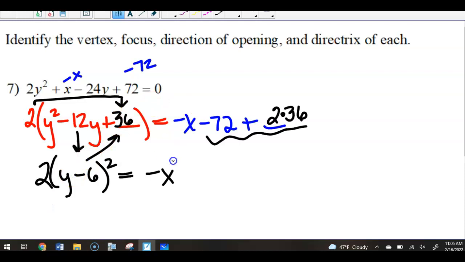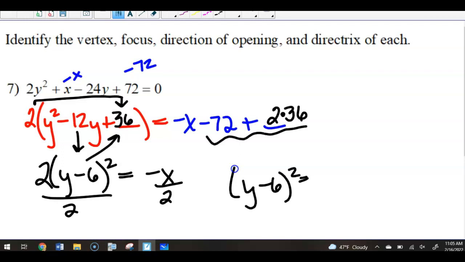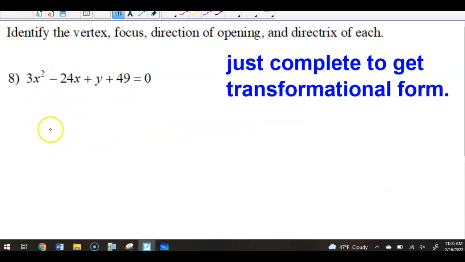And then our 4p is supposed to be over here with the unsquared term. So I'm going to divide both sides by 2 so that I have a y minus 6 quantity squared equals a -1/2 x, or x minus 0 if you were worried about the x minus h business. Okay, I think I did both those in class actually. All right, let me go on to number 8.